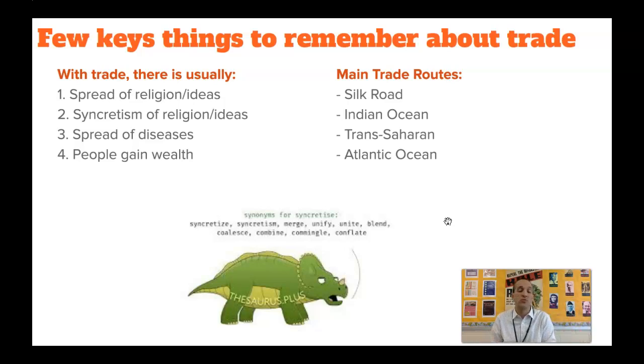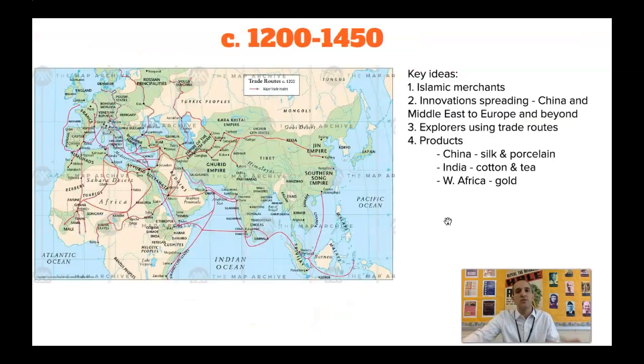Our main trade routes throughout all of this are the Silk Road, the Indian Ocean trade route, and the Trans-Saharan trade route. Those are in the first time period, and then the Atlantic Ocean trade route opens up in the second time period, which we're going to get into in a second. Let's get into some of these specific time periods.